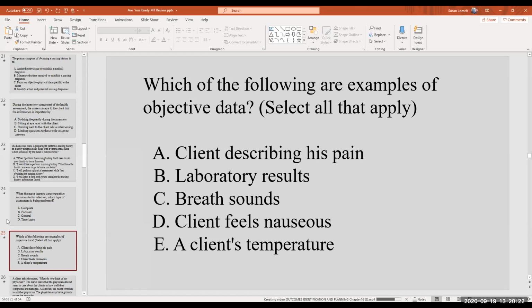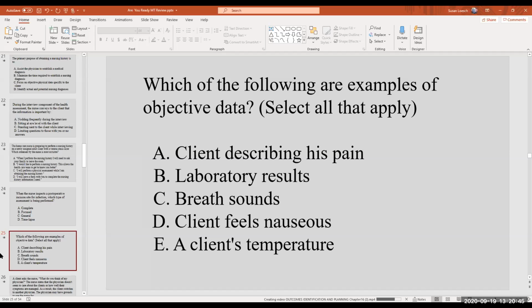Okay, which of the following are examples of objective data? B, C, and E. Oh, objective, right. B, C, and E. Correct.